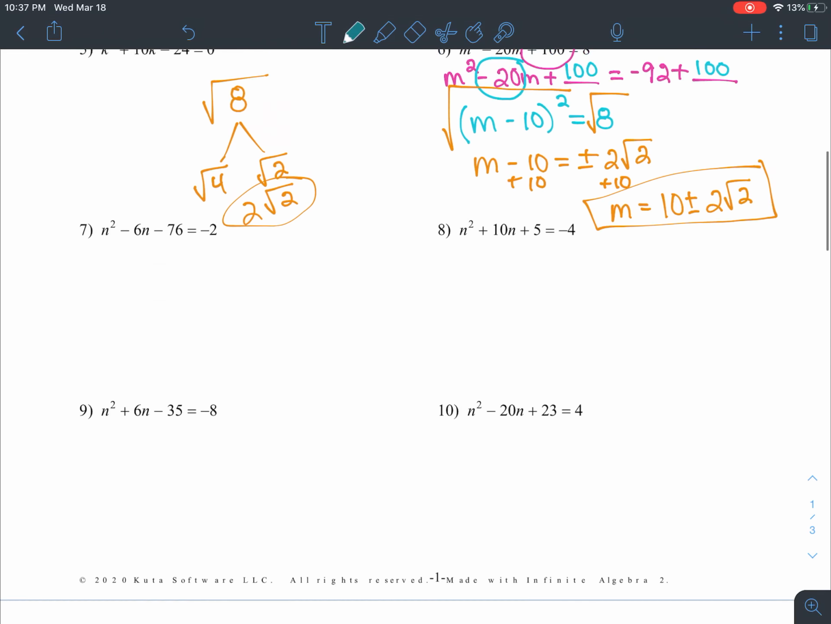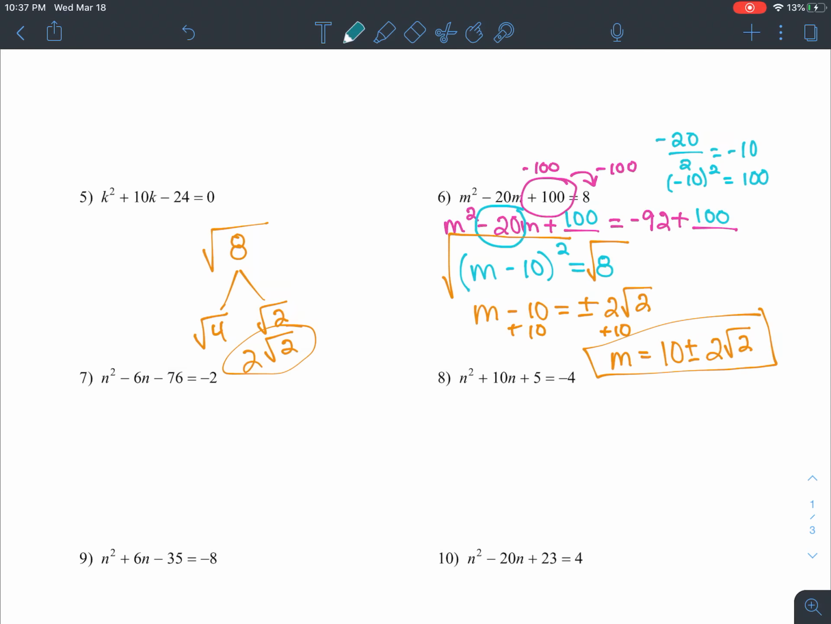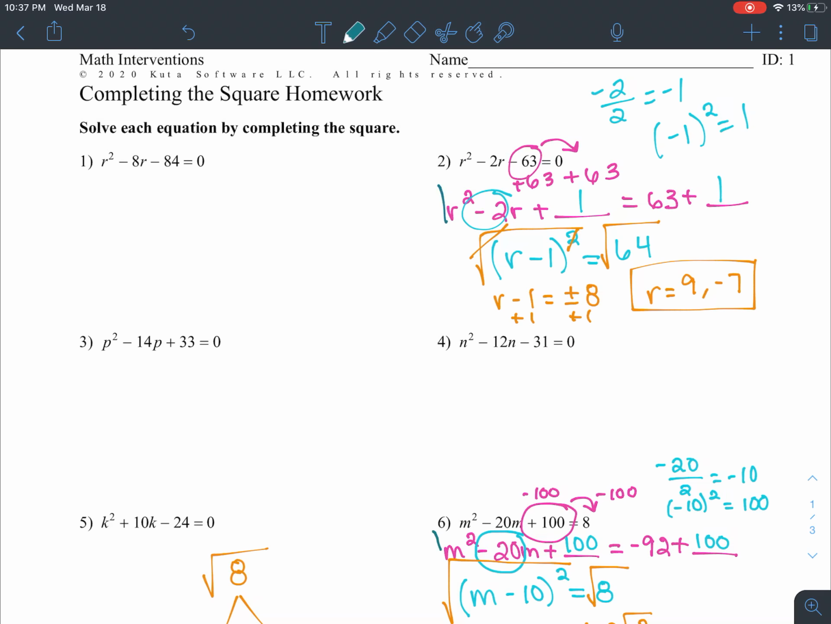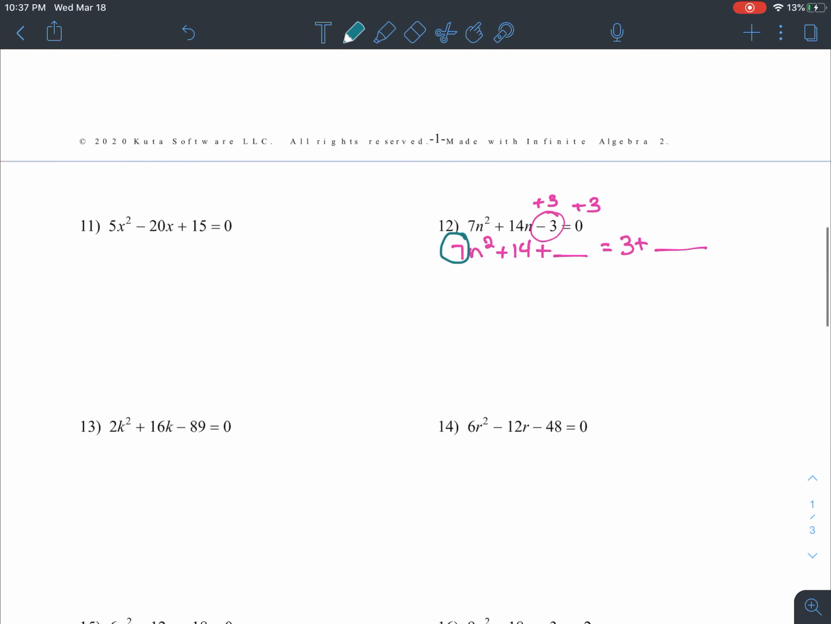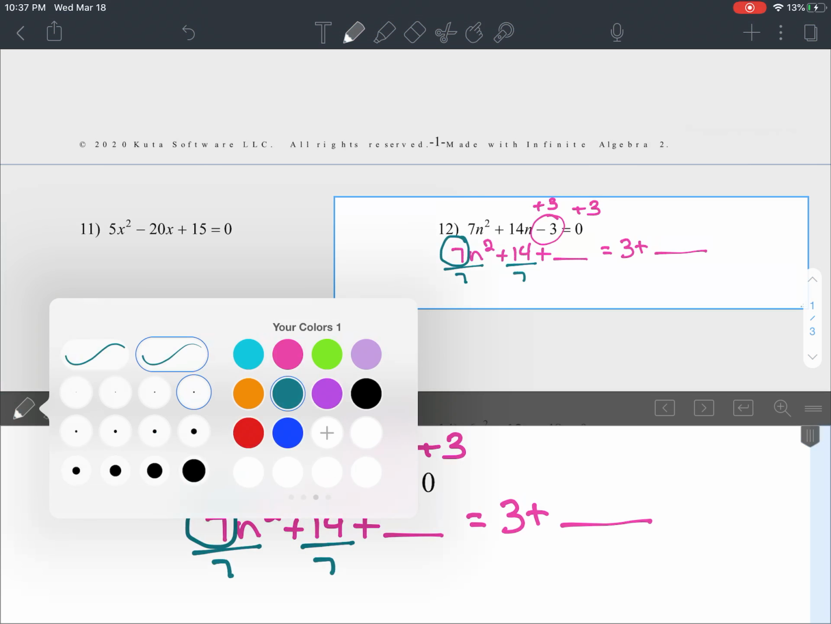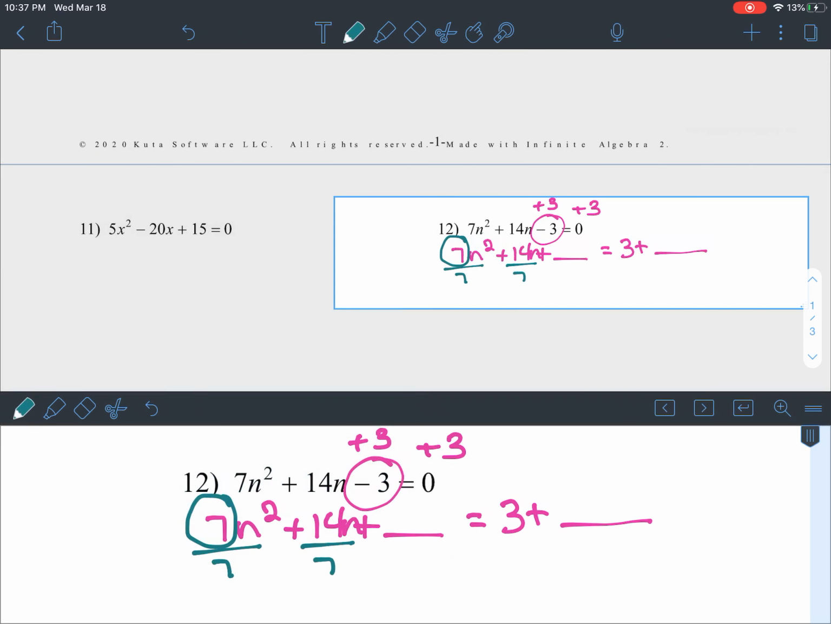So you see how this is 7? In our above examples, my a value has been 1. So there was a 1 here, and this was also 1. My a value has been 1 so far. So this one's different because now my a value is 7. So I need to make it 1. And in order to do that, I need to divide everything by 7. And I forgot my little n here.